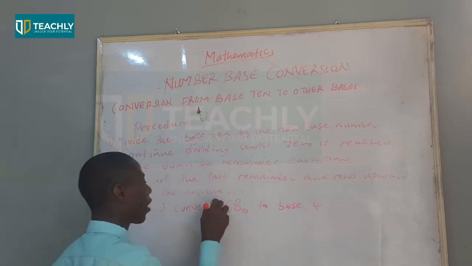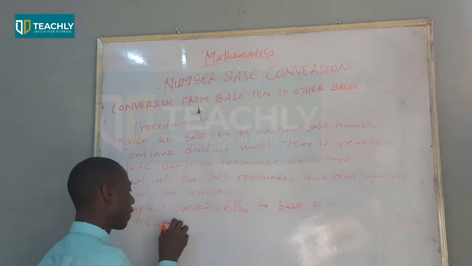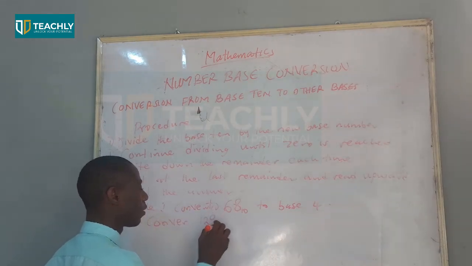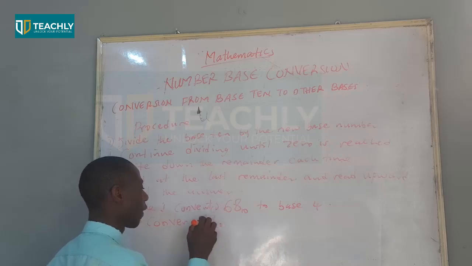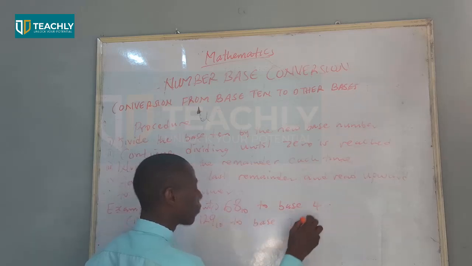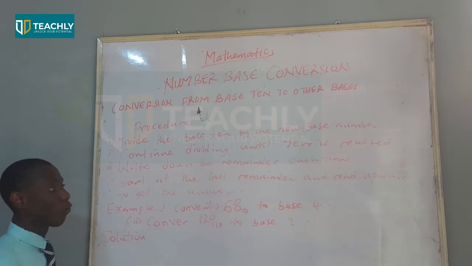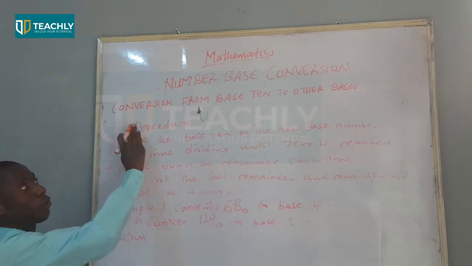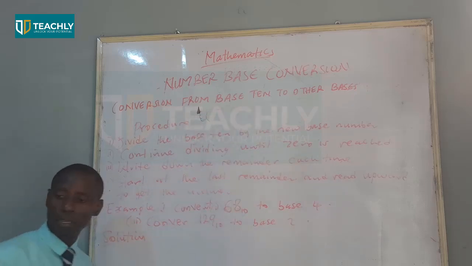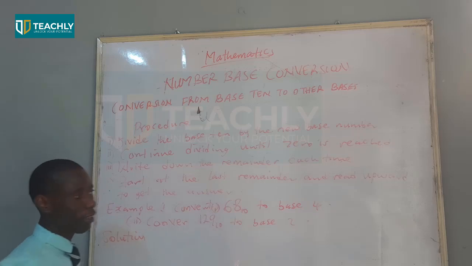Let me just ask two questions like that. The second one says convert 129 base 10 to base 2. So we have these two questions. Don't forget, what we are doing is converting from base 10 to other bases. Each of them is in base 10. 68 base 10, we want to convert it to base 4.